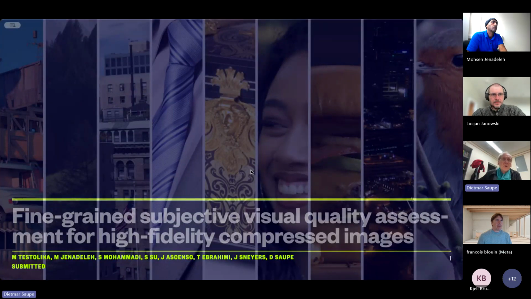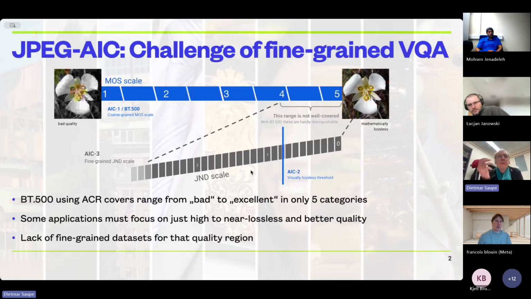Okay, so this is called fine-grained subjective visual quality assessment for high-fidelity compressed images. And as announced, now we go from ACR ratings to pair comparisons, or rather triplet comparisons. This is joint work with Michela Testolina, Mohsen Ghanadele, who is here, Shima Mohammadi, Shaolin Su, Zhao Asenso, Touraj Ebrahimi, John Snyers, and myself. This is work that we submitted. It has been an outcome of the JPEG ASC group. ASC stands for Assessment of Image Coding.